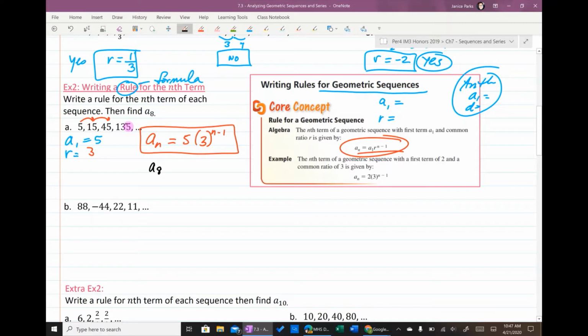So if you have 135 in your calculator, then you're just multiplying by 3 to get the 5th, 6th, 7th, and 8th term, and you just keep multiplying by 3 over and over again if you wanted to. Or for the 8th term, it's going to be 5 times 3 to the 8 minus 1, to the 7th power. So you have to do the exponent first, so do 3 to the 7th times 5. So you would get 10,935.